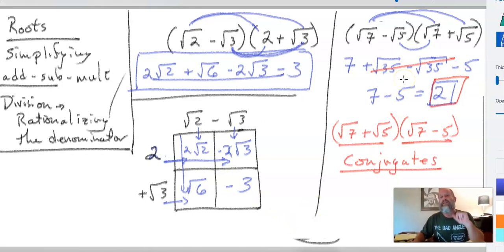What I would suggest is try multiplying this out using this box method and see if you get 2. If you don't, okay, as long as FOIL works for you, keep going. I would encourage you to at least attempt the box method though. Okay, now I want to get on to the last topic.